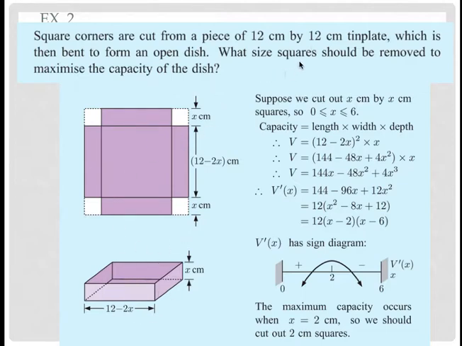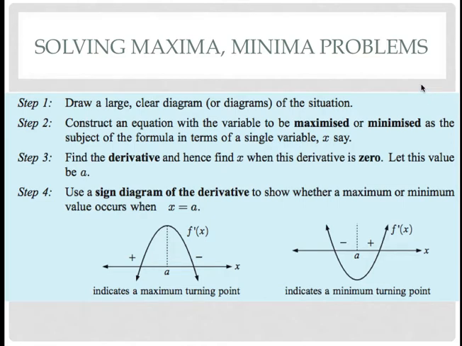Okay, so to solve these types of problems, since we're looking for a maximum capacity, a maximum volume, we're going to have to use a little bit of calculus here. Okay, and the way we're going to do this is kind of the general way to solve these types of problems. We always have to draw the diagram and construct an equation. Okay, building a function. We have to build a function, and this is probably the hardest step. Okay, step 2 is the hardest step because you actually have to create the equation.